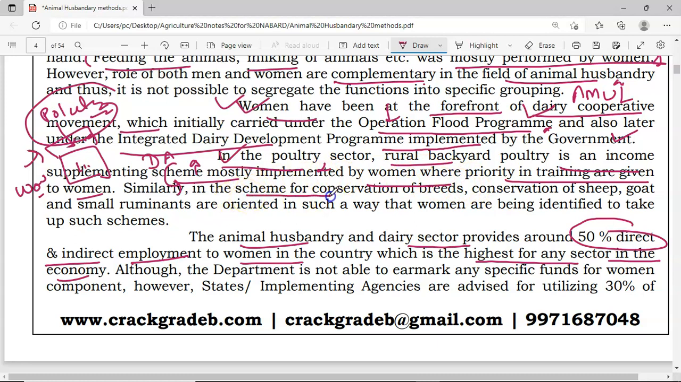Similarly, the schemes for conservation of breeds of sheep, goat and small ruminants are oriented in such a way that women are being identified to take up such schemes. So government, in a nutshell, we can say, is framing these schemes, and they are framing training programs according to the needs of the women who are working in the rural area.